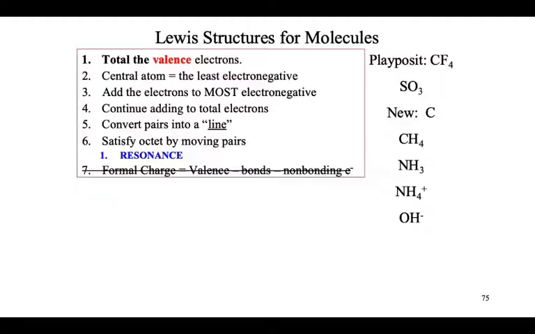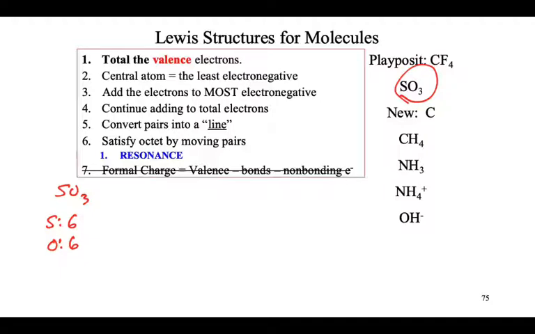Okay? So let's try one that's a little more challenging. SO3. Take a look at SO3. How many electrons does sulfur have? How many electrons does oxygen have? Six. Interesting that you answered both of those questions correctly, even though I asked a crappy question. What was implied? How many valence electrons, right?